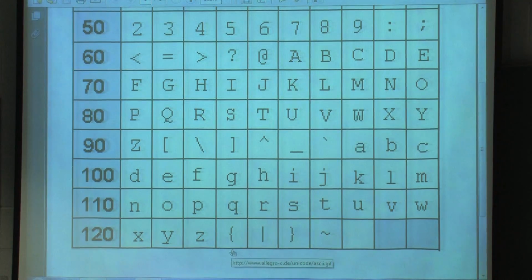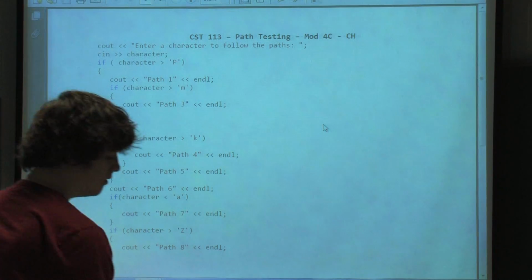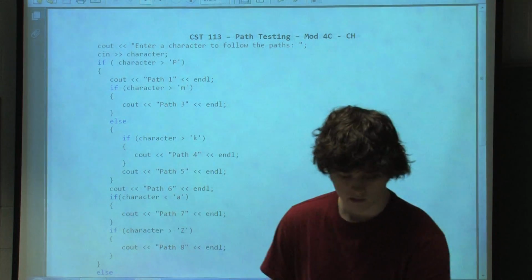Can you flip to the diagram, please? Now I want to look at the actual code.